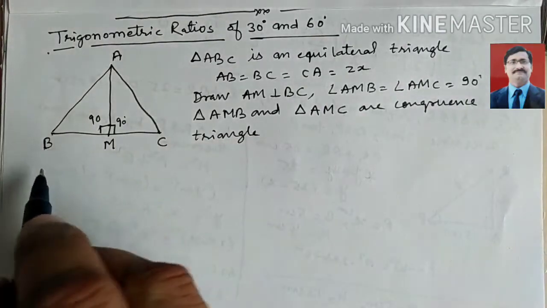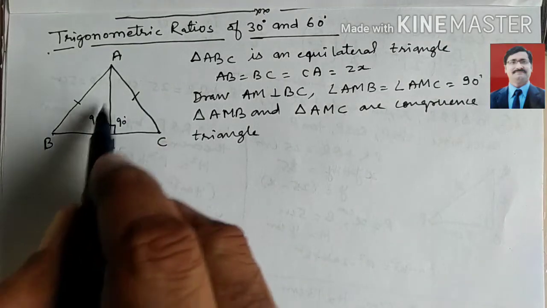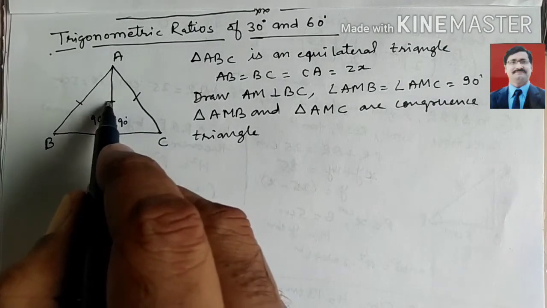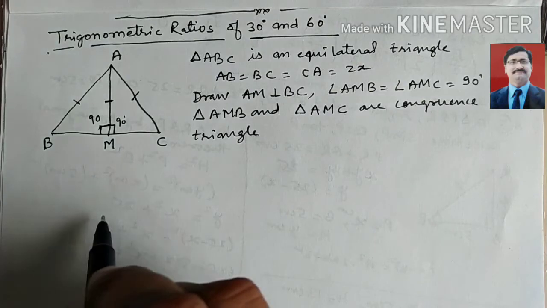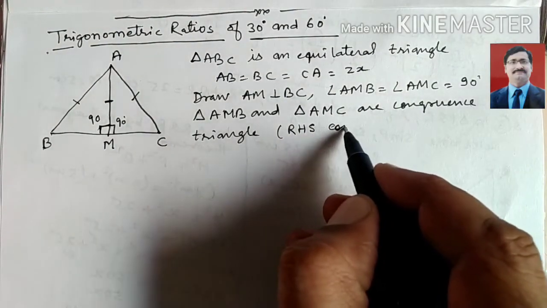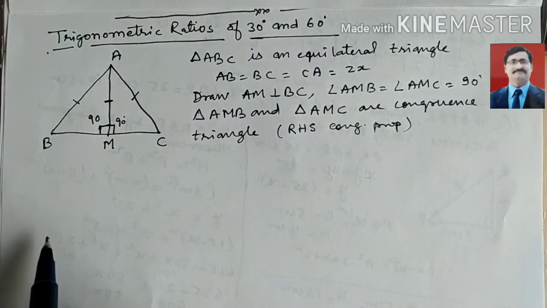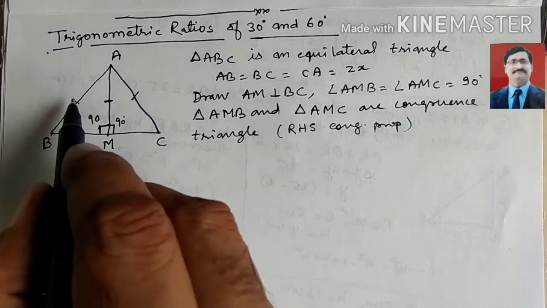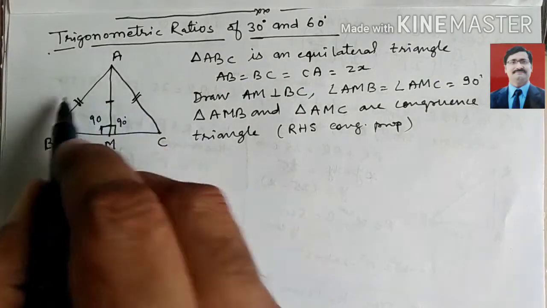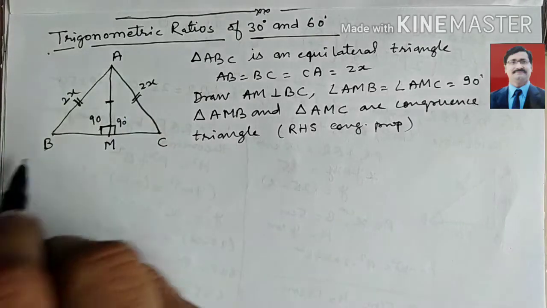Congruent triangles, why? Because here you can see these two are equal, 90 degrees, and this is perpendicular, and here AM is common. So by RHS congruence property, these are congruent, you can say. Here the sides are equal, 2x, and this is also 2x, this is common.